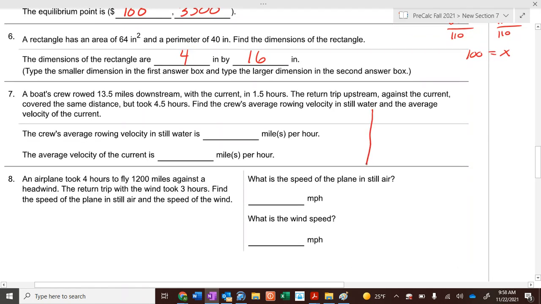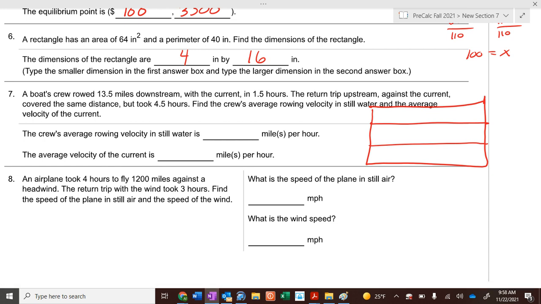Okay? Boat crew. These are always fun, and you don't do enough of these in Algebra 2, so that's why we do them again here. Okay? A boat crew rowed 13.5 miles downstream with the current in 1.5 hours. The return trip against the current, the crew covered the same distance but took 4.5 hours. What's the crew's average rowing velocity in still water and average velocity of the current?